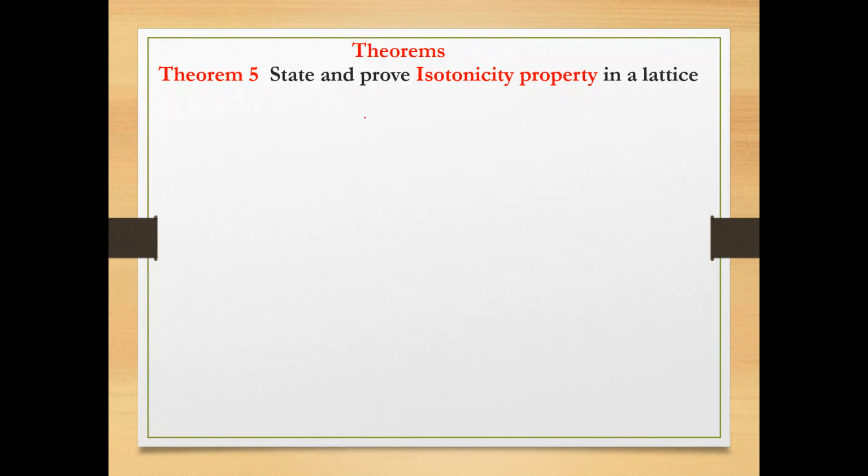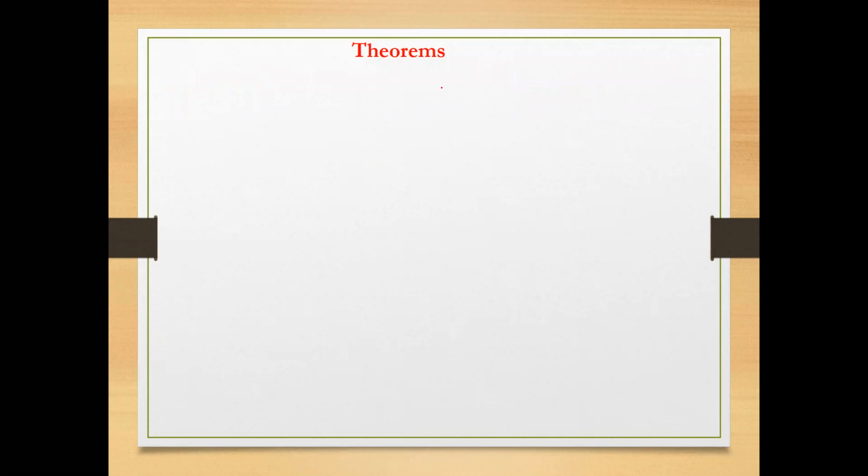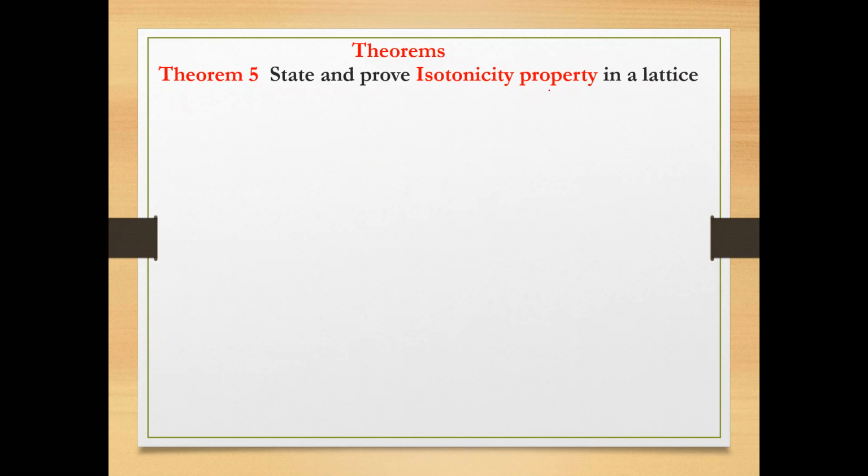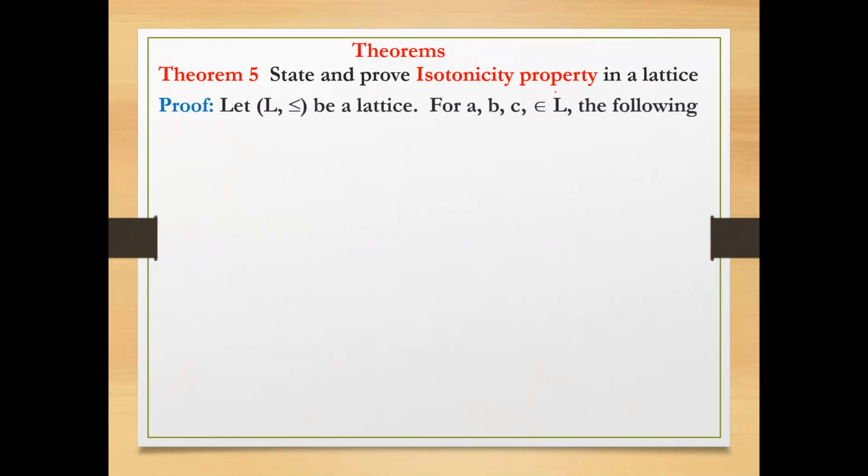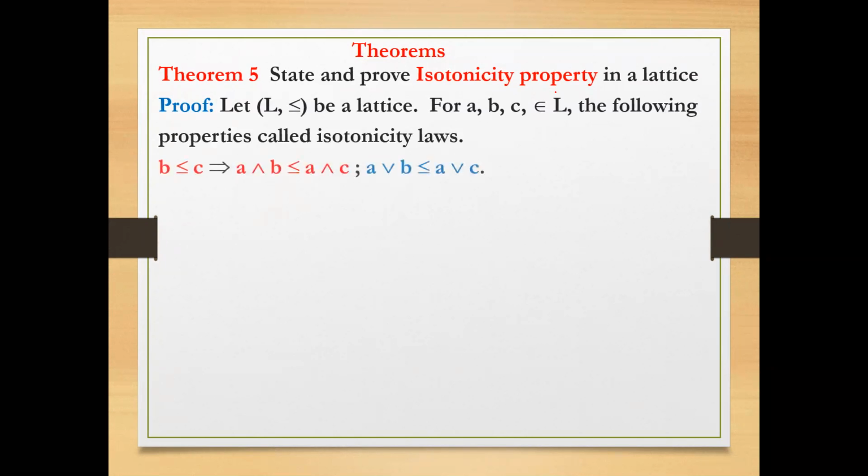In the next theorem number 5, we have to state and prove the isotonicity property in a lattice. So all these properties you have to remember their statement as well as proof. This is the isotonicity property. Now firstly we will see what is the meaning of isotonicity property. Let L less than or equal to be a lattice. For A, B, C belonging to L, the following properties are called isotonicity laws. The isotonicity law is B less than or equal to C implies A meet B less than or equal to A meet C, and A join B is less than or equal to A join C.